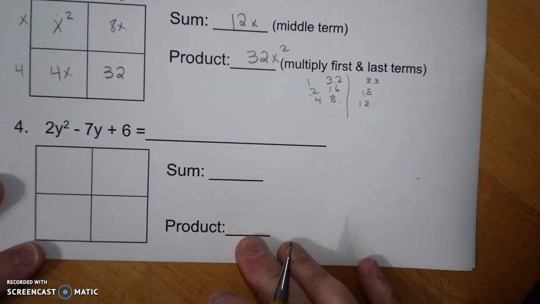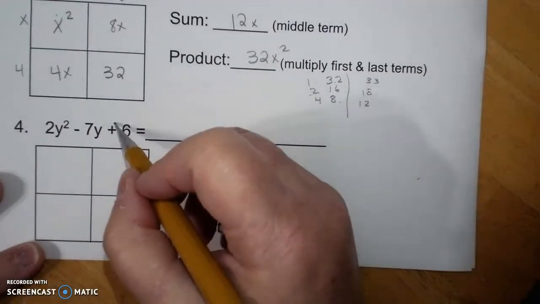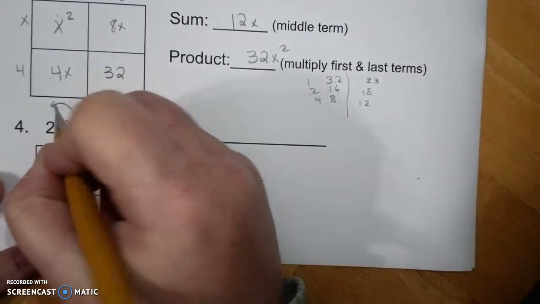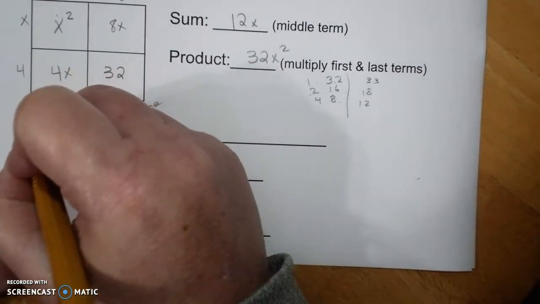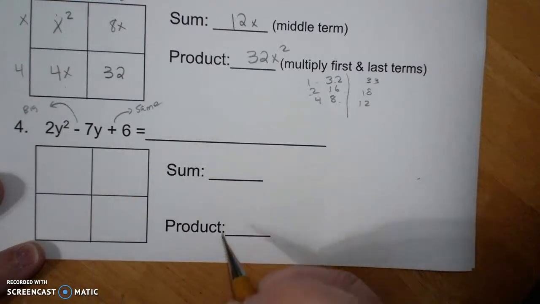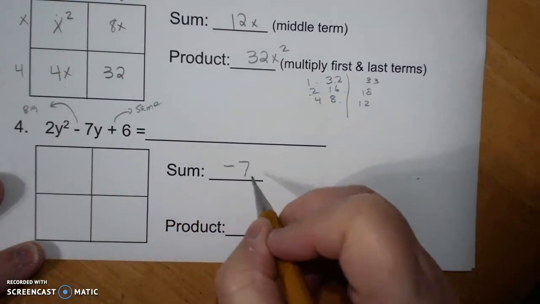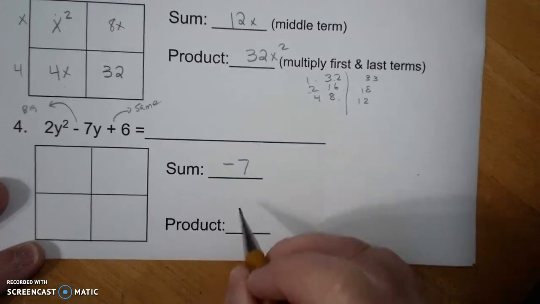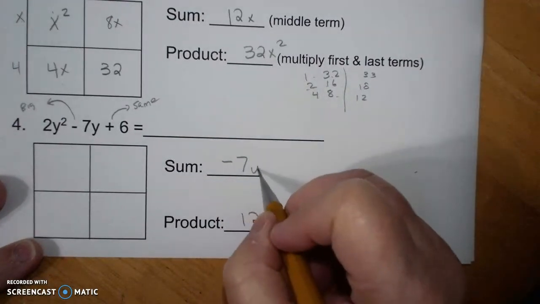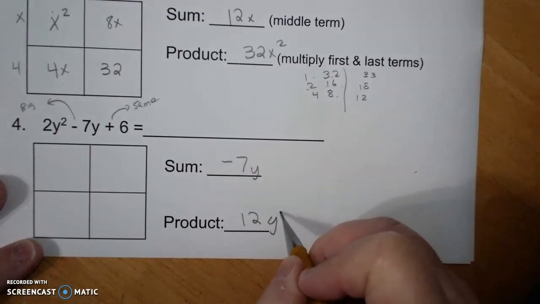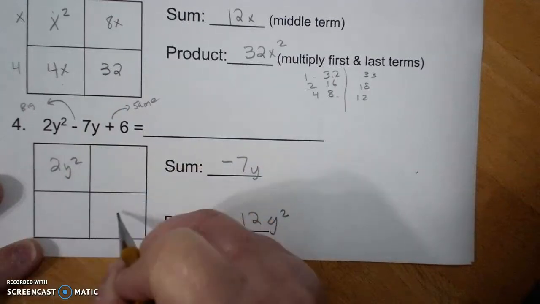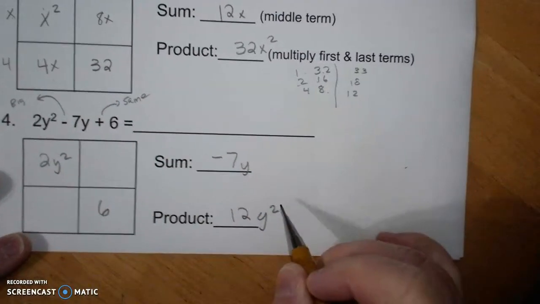So this says, my antennas say the signs are the same. This says that they are, the bigger one is negative. Well, if the big one is negative, the little one's negative because they're the same. The sum has to equal negative 7, and the product has to equal 12. So negative 7y and y squared. And I put a 2y squared here, and I put a 6 here.